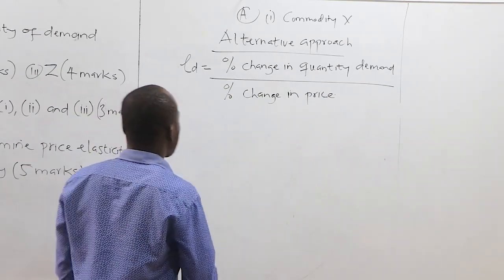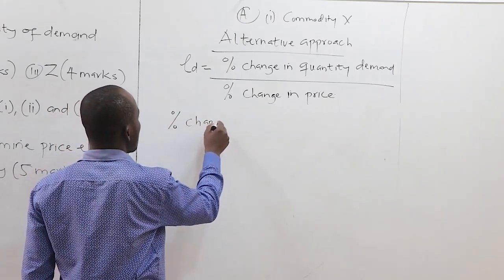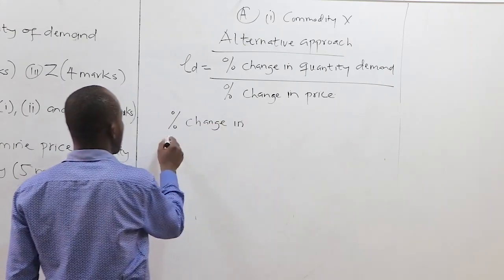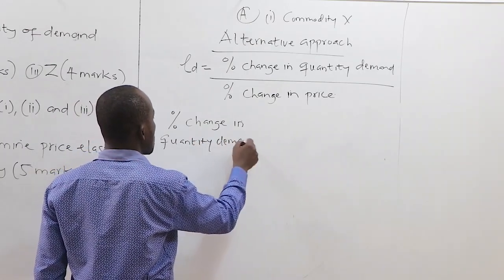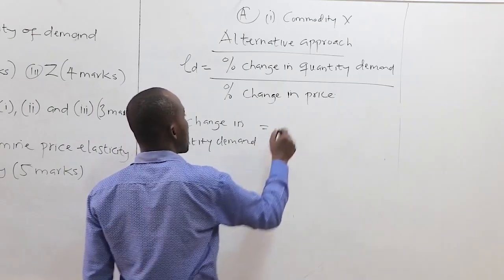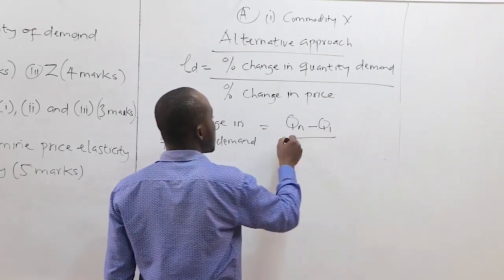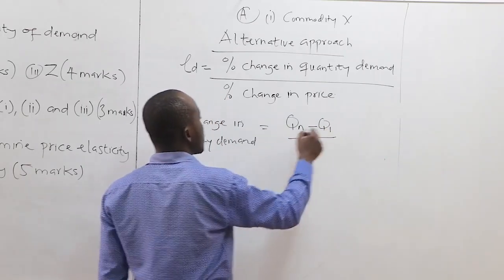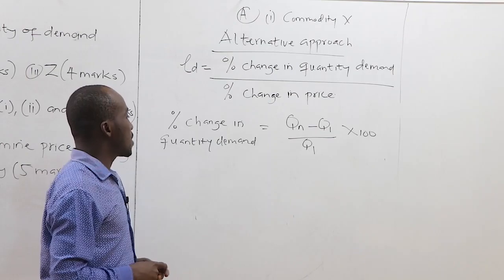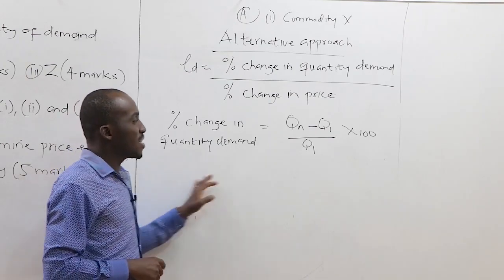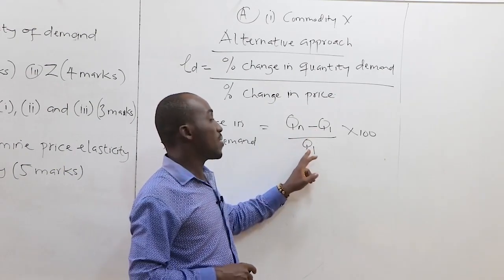What's the percentage change in quantity demand? The percentage change in quantity demand is equal to the new quantity minus the initial quantity divided by initial quantity times 100. Right? The top one, the change in quantity demand. How do we get that? The change in quantity demand is the new quantity minus the initial quantity divided by initial quantity times 100.